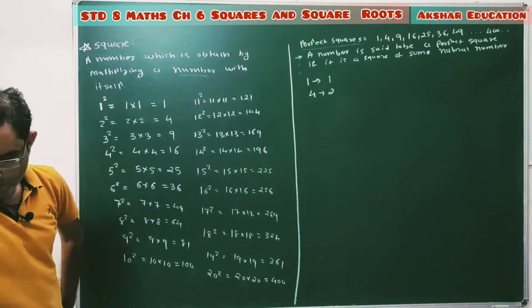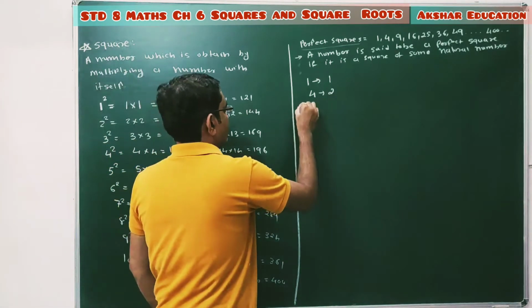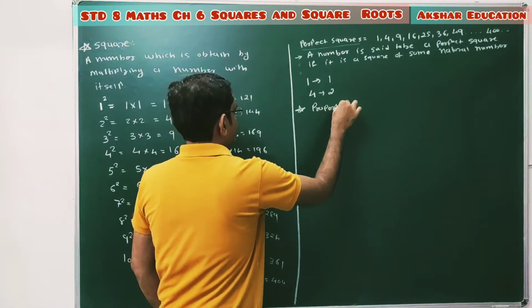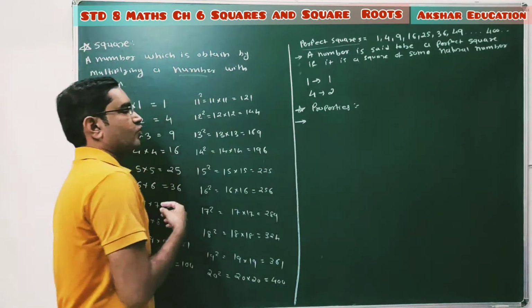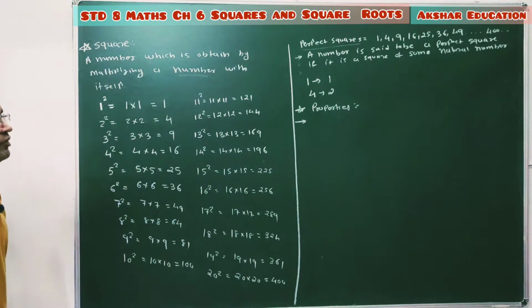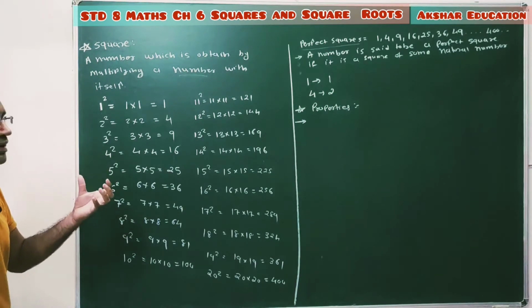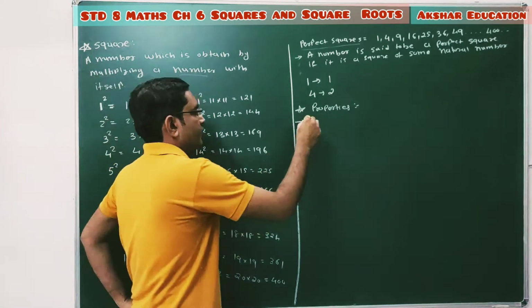So this is the definition of square and perfect square. Now we have to discuss the properties of this perfect square number as well as this square. So we have to discuss some rules, some properties of this square and perfect square. So first property, that is the unit place digit.